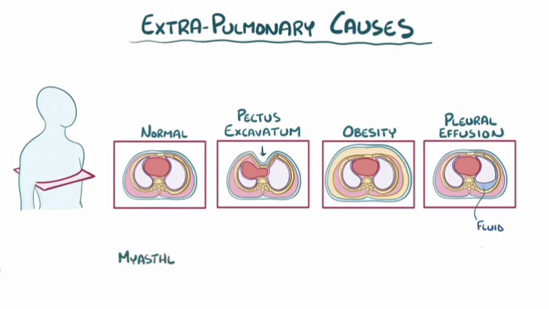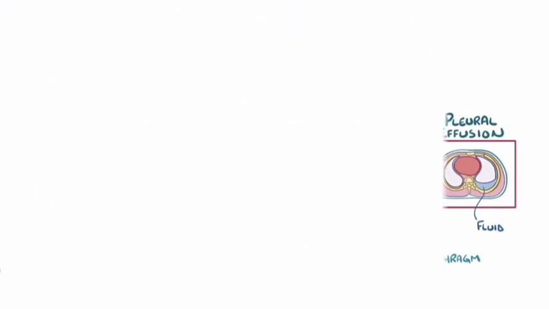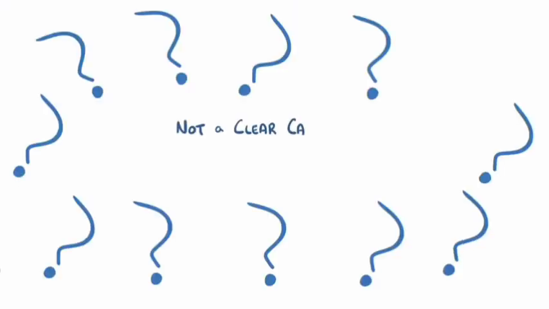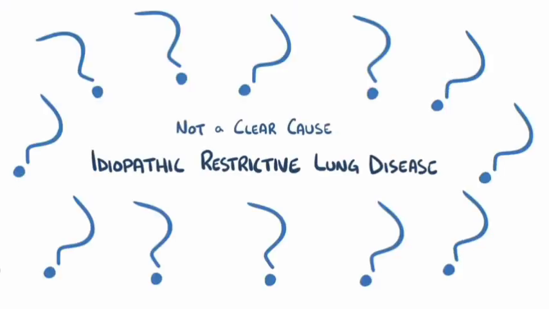Another cause is myasthenia gravis, an autoimmune condition which destroys receptors at the neuromuscular junction and prevents the neurons from effectively controlling muscles like the diaphragm. If the diaphragm isn't able to move properly, the lungs won't be able to expand. Finally, a catch-all for any type of restrictive lung disease which doesn't have a clear cause is called idiopathic restrictive lung disease.